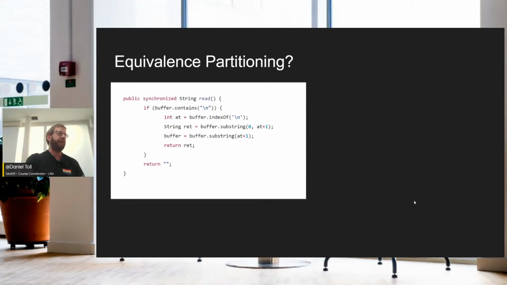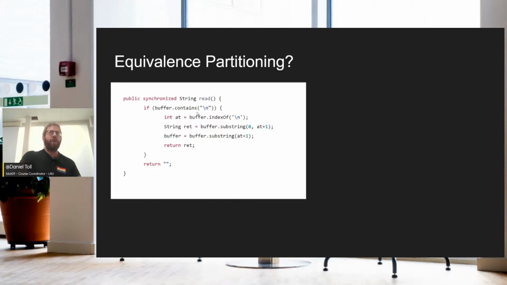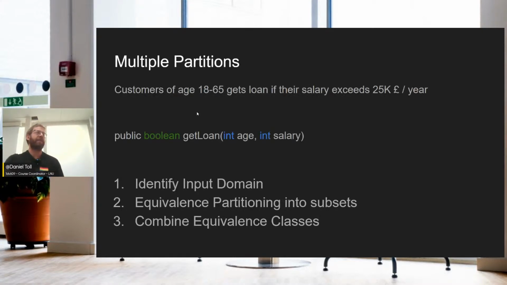And sometimes I have no idea of the partition when I look at the code. Maybe I should divide this into a string which contains a line break and one that doesn't contain a line break. So when it comes to code, I think this breaks down a little bit. So I would combine black box thinking with white box thinking in order to get my test cases.